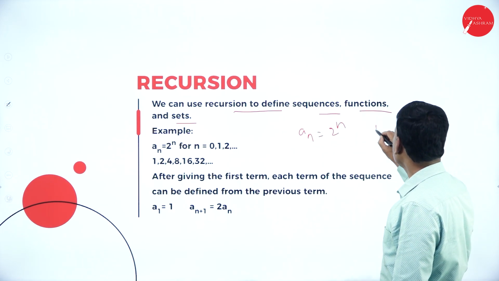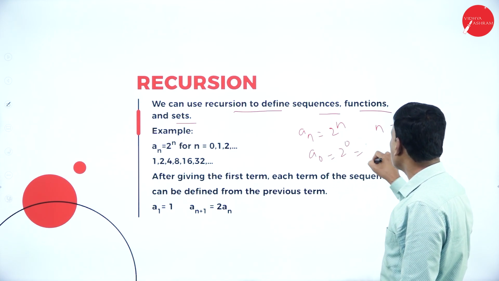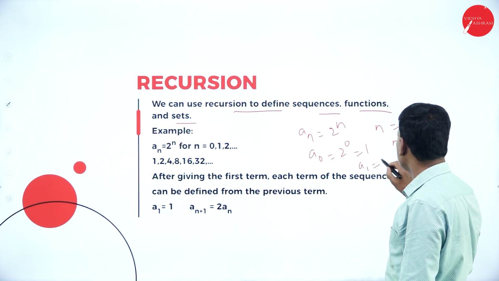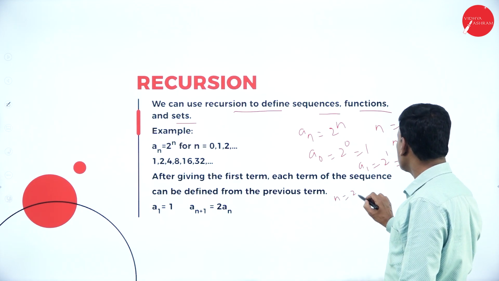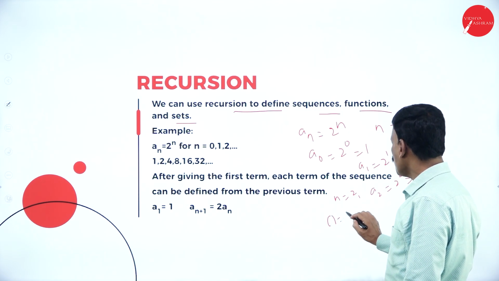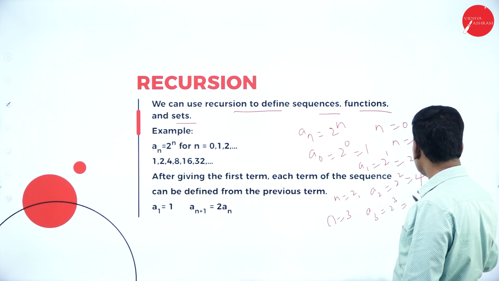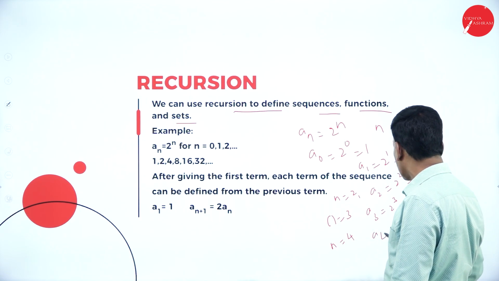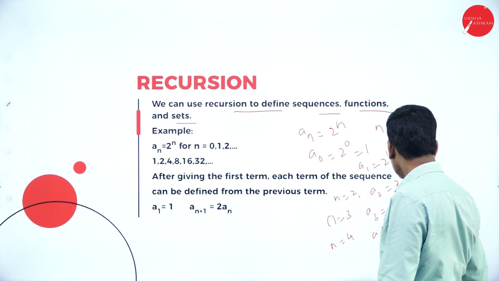Suppose we put n is equal to 0, then a0 is equal to 2 to the power of 0 is equal to 1. Now put n is equal to 1, then a1 is equal to 2 to the power of 1 is equal to 2. Put n is equal to 2, a2 is equal to 2 square, which is 4. If n is equal to 3, a3 is equal to 2 cube, which is 8. If n is equal to 4, then a4 is equal to 2 to the power of 4, that is 16.